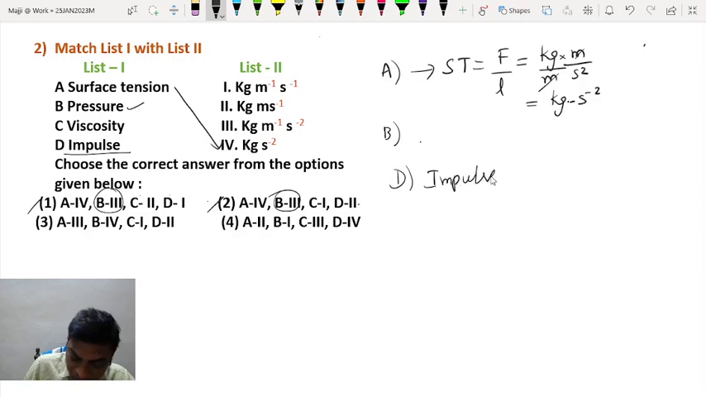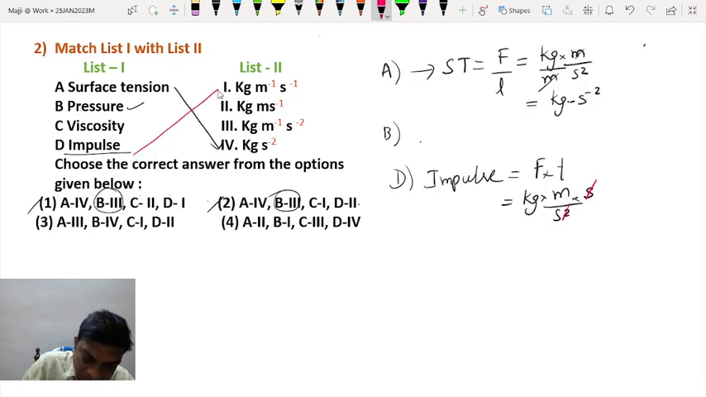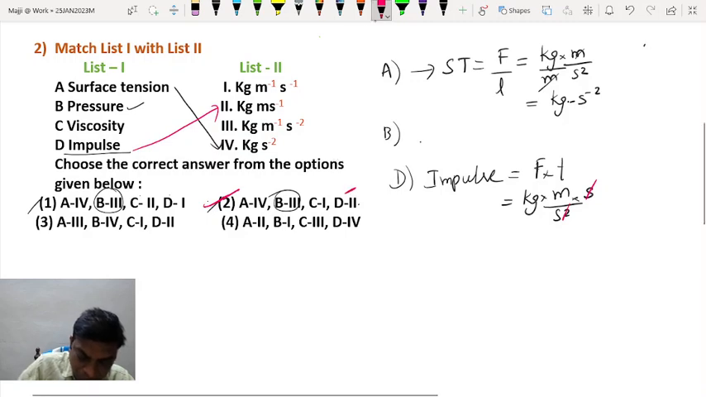impulse is force into time. Again, force is mass into acceleration. Time is second, so one second gets cancelled here. So kg meter per second. So kg meter per second is this, sorry, the second one. So this one. So the correct option is 2. I hope that is clear.